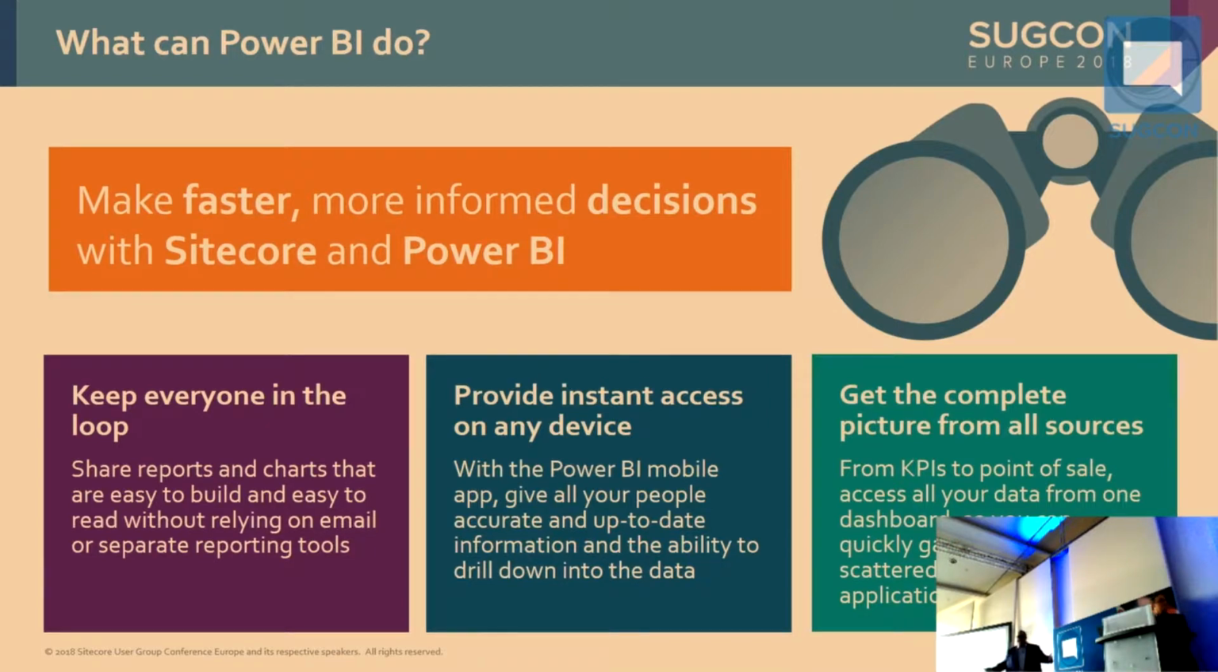So at the end of the day, it's here to help you make faster, more informed decisions. So that instant access on every device, the complete picture from every source. So if it's commerce, you want your commerce data from your website as well as from your retail point of sale, all in one place, integrated together, so you can track how your different channels perform, and you want everyone in the loop. You don't want somebody pulling some report in Excel and sharing it around, and you don't want somebody printing off something and putting it in a meeting. Let's get the real-time data all the time.